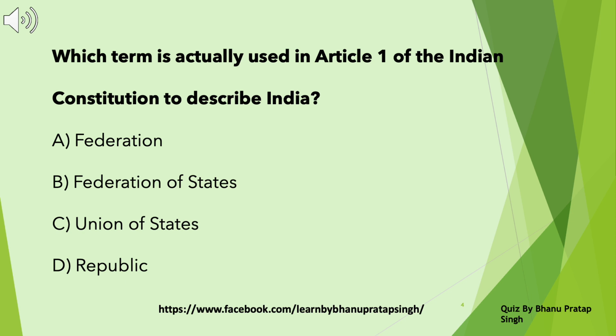Which term is actually used in Article 1 of the Indian Constitution to describe India? A. Federation. B. Federation of States. C. Union of States. D. Republic. Choose the correct answer. Answer C. Union of States.